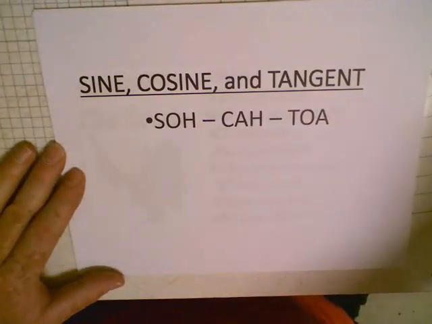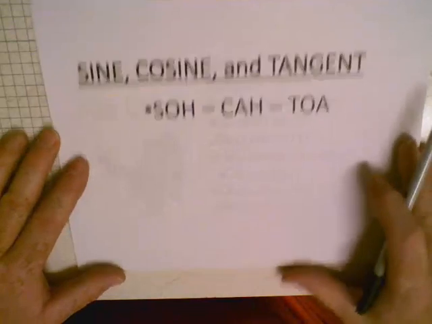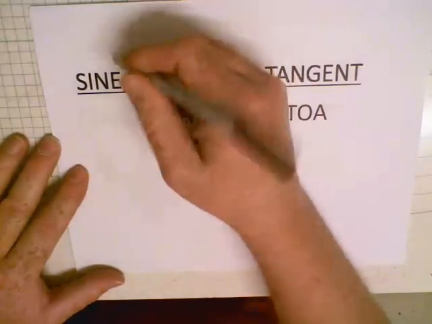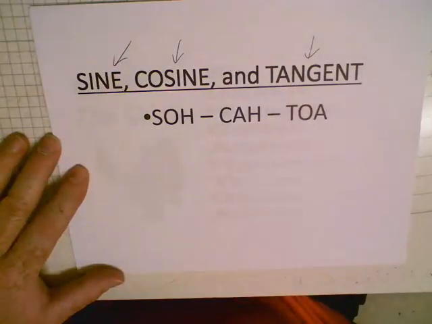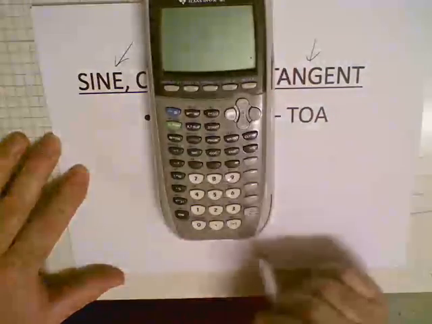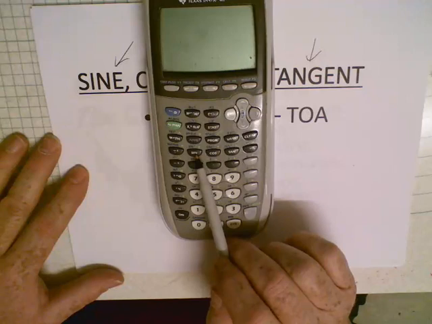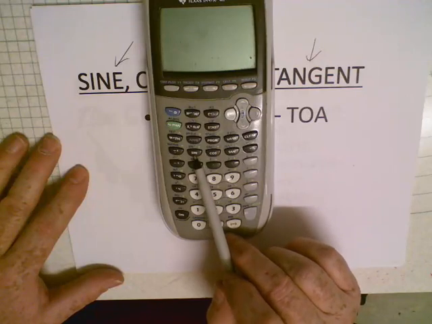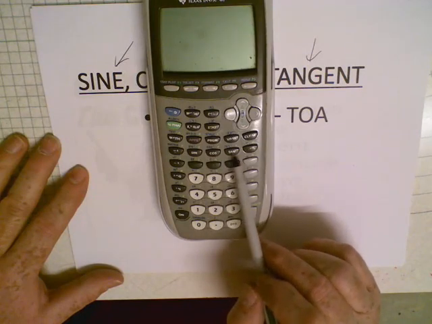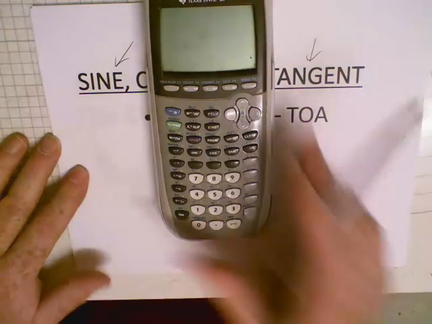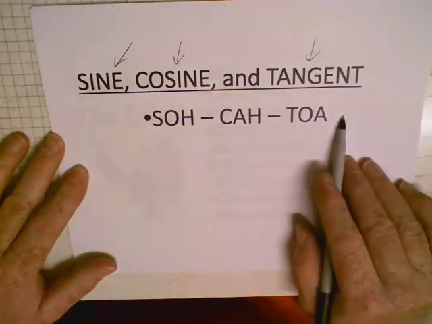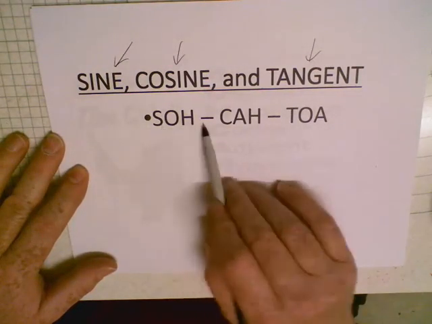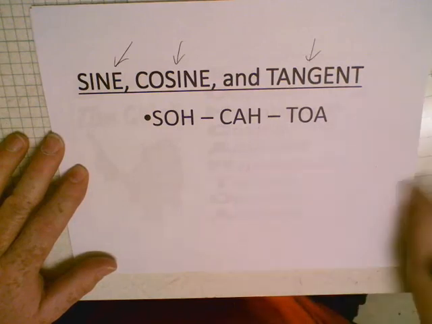So the basic parts of trigonometry are the sine, cosine, and tangent. On your calculators, you have these buttons that you probably noticed in the past. They say SIN, COS, TAN. That's the sine, cosine, and tangent buttons. There's a saying, SOHCAHTOA, to help you remember this stuff.